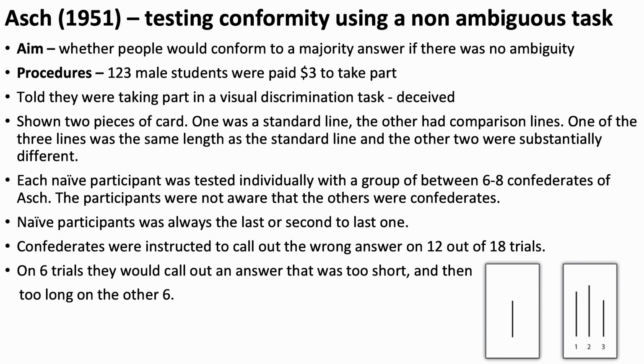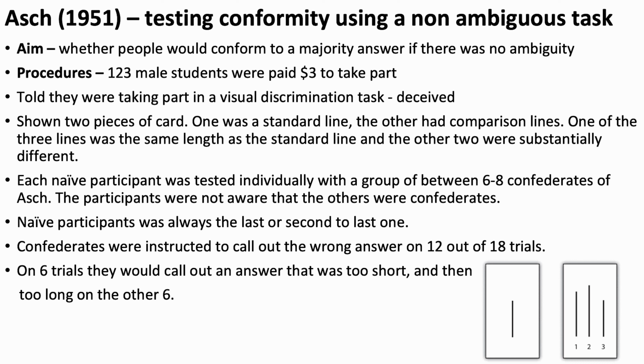So Asch's study was made in 1951 and it was all about testing conformity using a non-ambiguous task. So Asch basically wanted to see if people would conform to a majority answer even if it was obvious what the correct answer was, so if there was no ambiguity. 123 male students were paid $3 to take part. And they were deceived. So they were told that they were taking part in a visual discrimination task, so the participants were not aware of the real aim of the study.